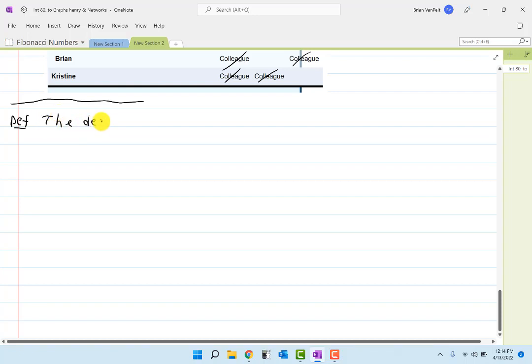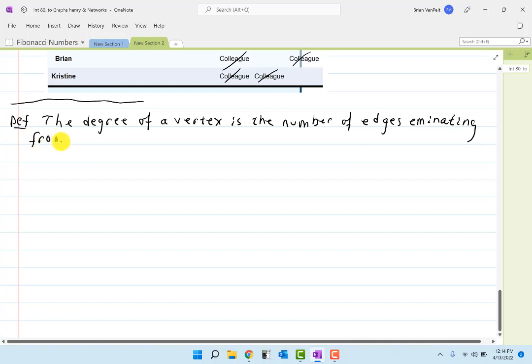The degree of a vertex is the number of edges emanating from it. So in the last example, let me go ahead and do that one.